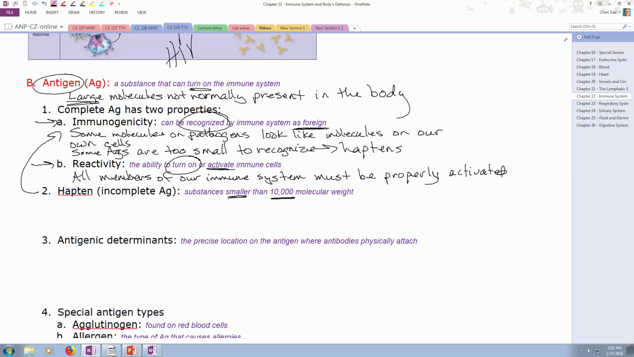This usually cannot turn on the immune system unless it attaches to a bigger molecule.